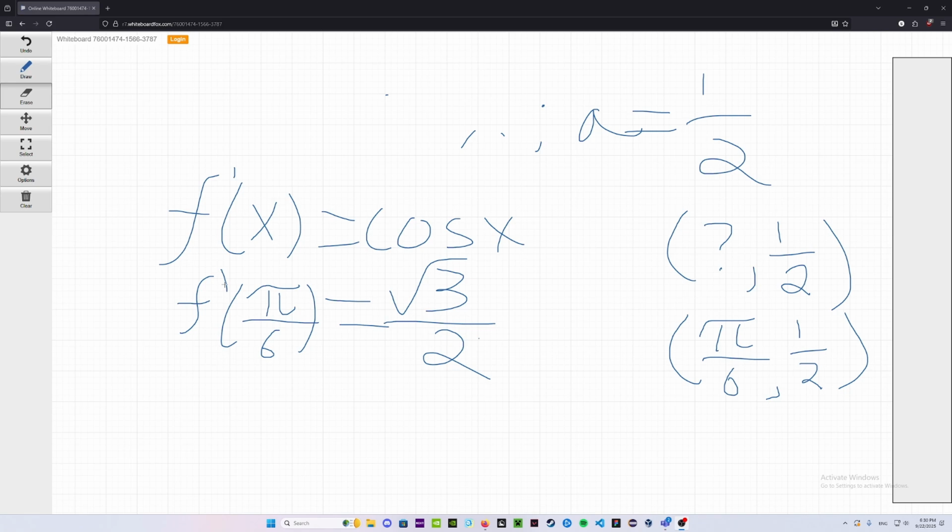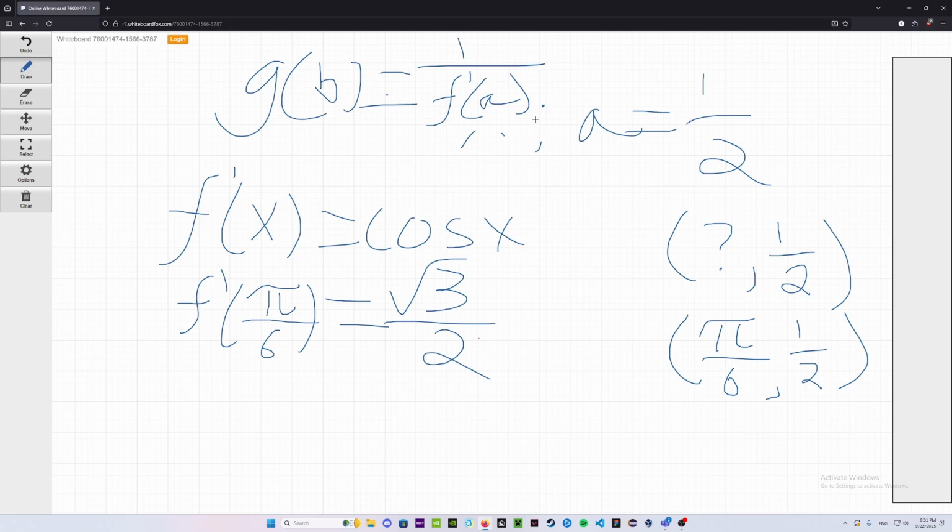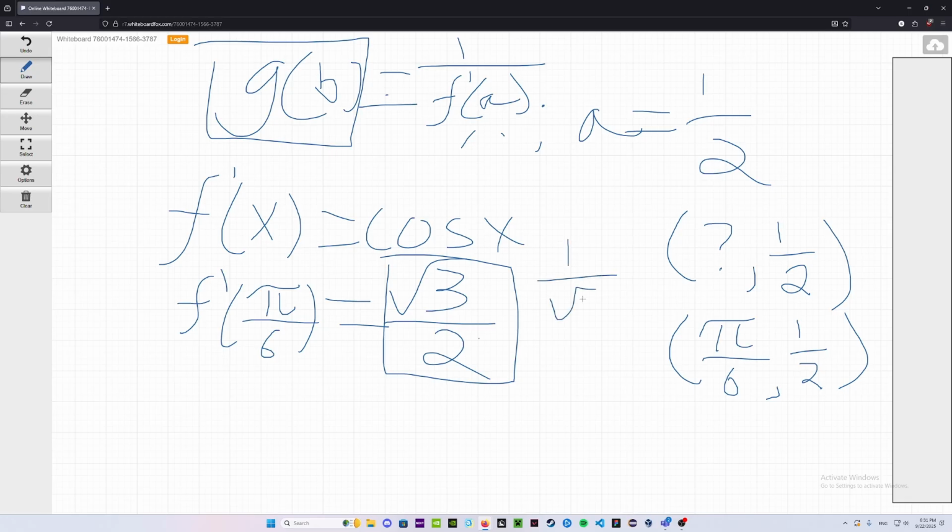Well, with this, if you remember the shortcut where it says g prime of b equals 1 over f prime of a. Now remember how I said that a is the x value for the inverse, which is what this is. This is the inverse. So you could also write it as f inverse, right? But it's also the y value for this, right? So what we're going to do is you take this, you do 1 over this. So 1 over root 3/2, and that turns into 2 over root 3. And this is your answer.